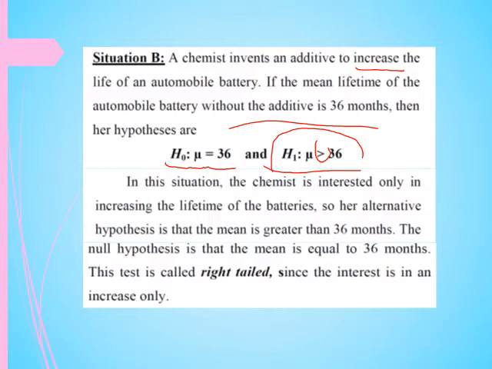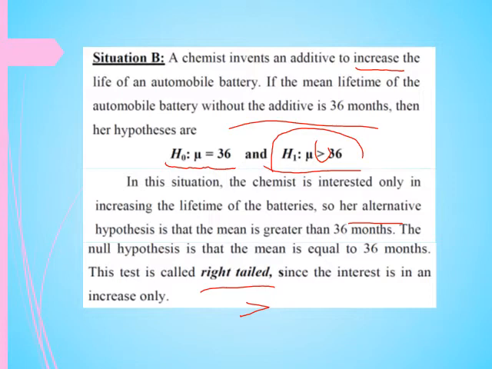So we have the null hypothesis, which is the mean battery lifetime as usual, 36, and we have an alternative hypothesis, which is mu greater than 36. In this situation, the chemist is interested only in increasing the lifetime of the batteries, and her alternative hypothesis is that the mean is greater than 36. So we have only one tail, which is the right tail. Why is it a right tail? Because it's a greater than sign, we have positive values, and we are interested only in an increase.